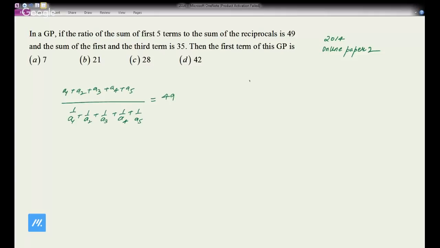And the sum of first and third term is given. So this is a plus ar square. Sorry, you need to find the first term. This is the target. As the question goes on, keep writing the question, and the question will start forming very quickly, there will be no problem.